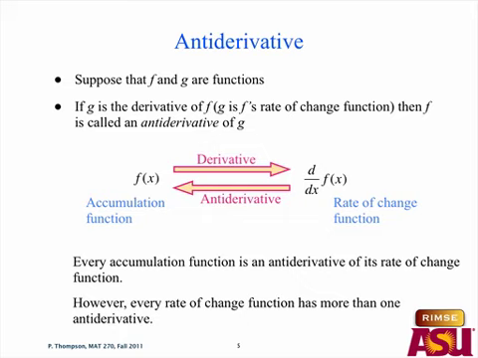So, given an accumulation function, how many rate of change functions does it have? Will says one. Yeah, just one, right? There's only one rate of change profile for how something accumulates. There's not more than one. But given a rate of change function, there's lots of different accumulation functions that could change according to that rate.